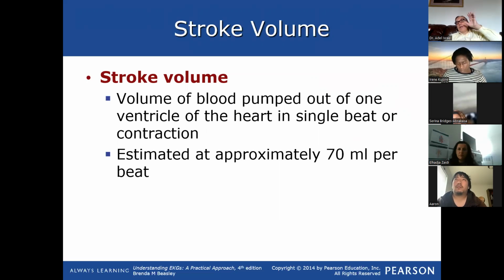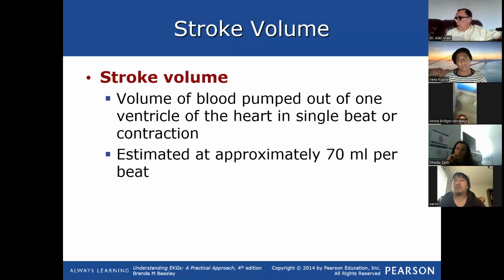This means that each time our heart contracts, it will eject 70 milli. Milli is a metric measurement of a liter, so it is not 1 liter or something, it is just 70 milli per beat. So if my heart rate is 75, I will multiply 70 milli times 75, and I will get the total amount of blood ejected from the heart in a minute.